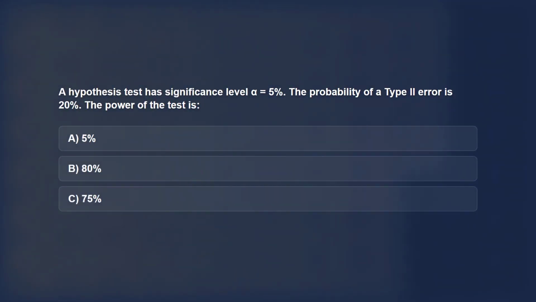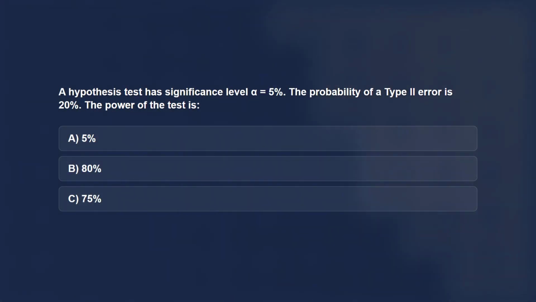Third question, testing power. A hypothesis test has a significance level of 5%. The probability of a type II error is 20%. The power of the test is: A, 5%; B, 80%; C, 75%. The answer is B. Power equals 1 minus the probability of type II error. Power equals 1 minus 0.2 equals 0.8, or 80%.